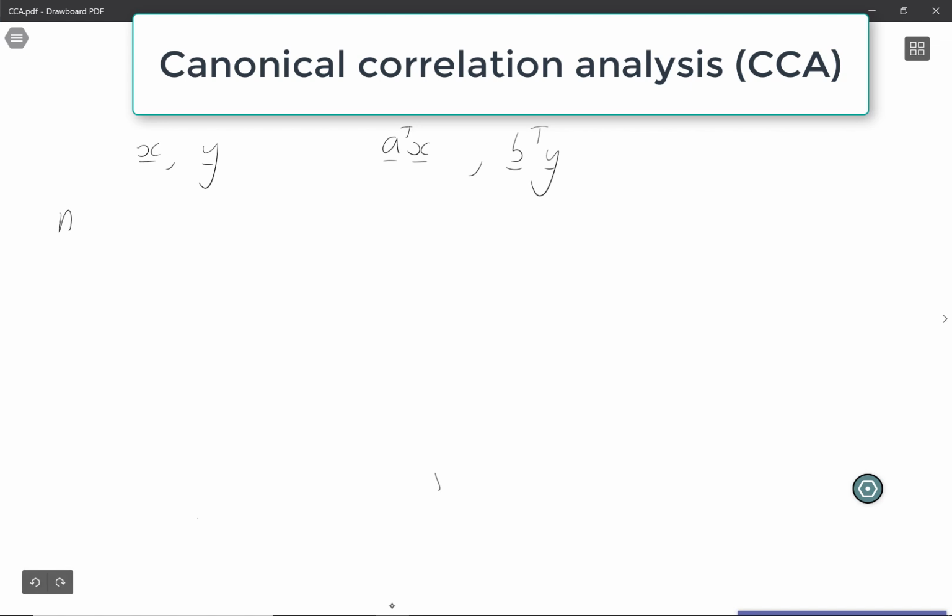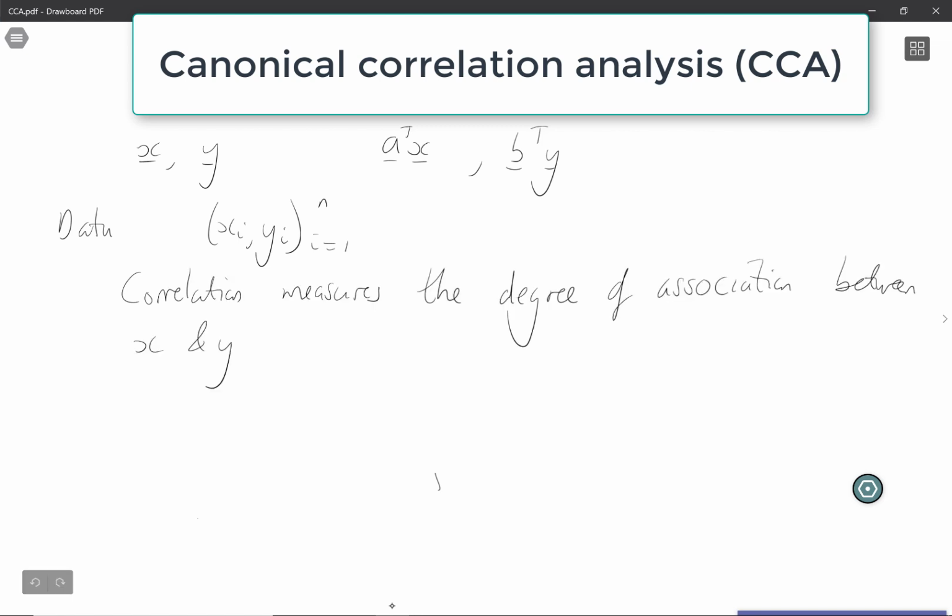So let's think about that. Let's think about the 1D situation first. Let's suppose you've got data that is just xi, yi, for i equals 1 to n. So data that come in pairs on two different things. One of the ways we measure association between x and y is via correlation. Correlation measures the degree of association between x and y.